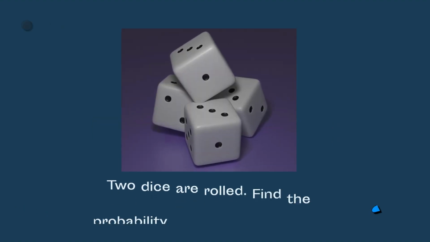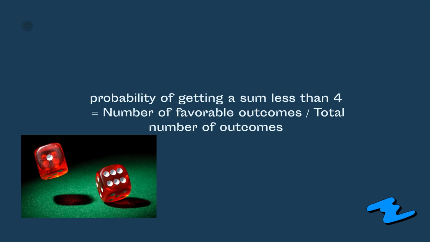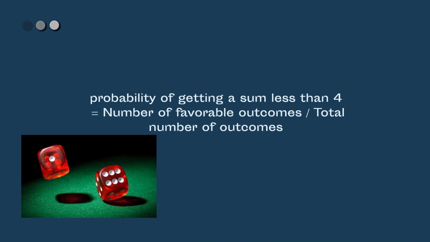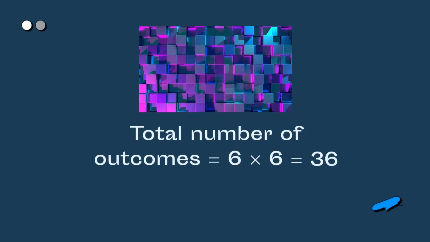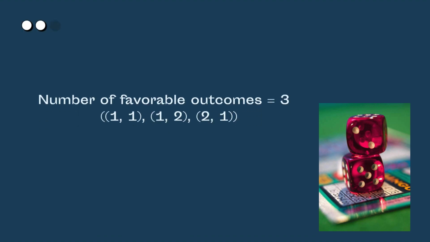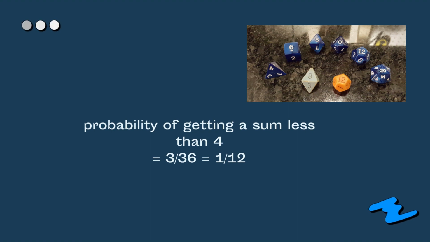Two dice are rolled. Find the probability of getting a sum less than 4. Probability of getting a sum less than 4 equals number of favorable outcomes over total number of outcomes. Total number of outcomes equals 6 times 6 equals 36. Number of favorable outcomes equals 3: (1,1), (1,2), (2,1). Probability of getting a sum less than 4 equals 3/36 equals 1/12.